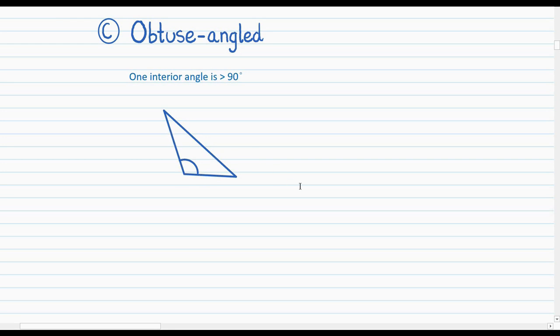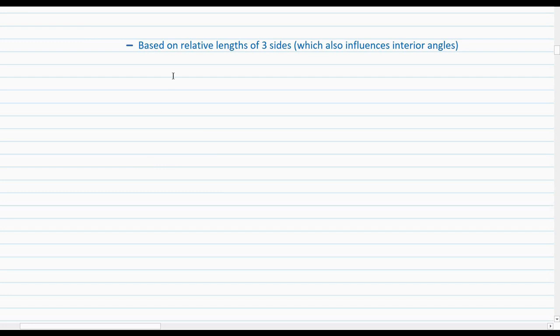So that's the first way of classifying triangles. Then the second way is probably the more traditional way people would think of triangles, and that's based on the relative lengths of the three sides. And the way the lengths of the three sides are will also affect the values of the interior angles, which will also be discussed. So the first type is equilateral triangles.